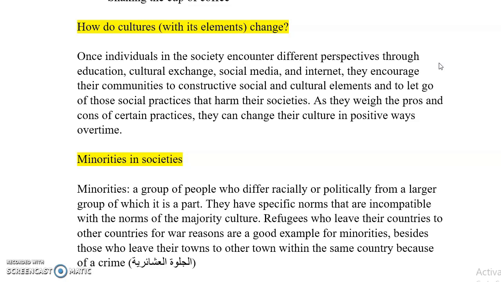What will happen is the following. Suppose that I go to one of the European countries. I see some social practices, and I find this social practice is much better in some occasions than some of the social practices in Jordan. So I will take this social practice and try to apply it in my country.